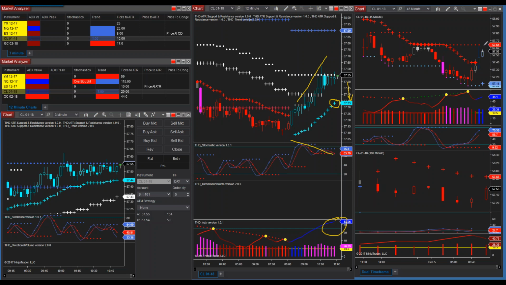You are also at a congestion dot over here. Typical price behavior is it will go to the congestion dot, come back and test the ATR. You don't want to get caught in that, okay?